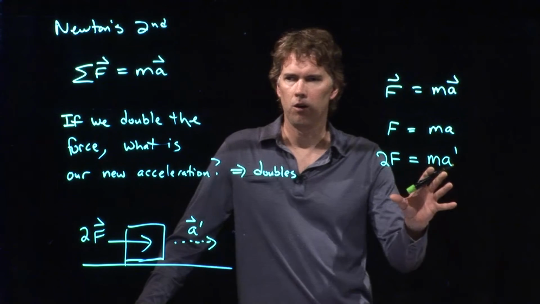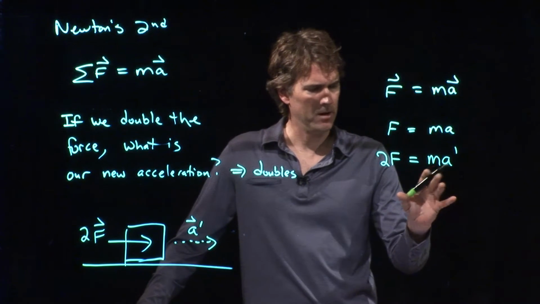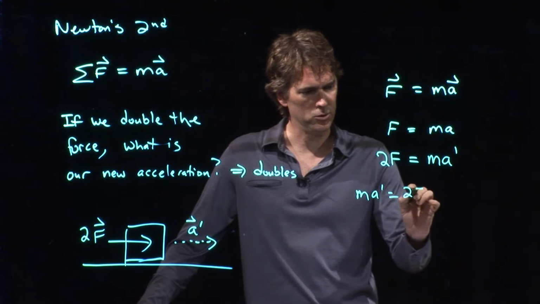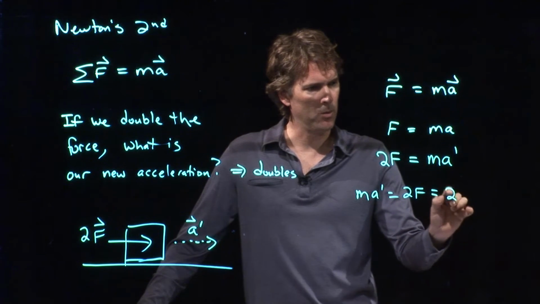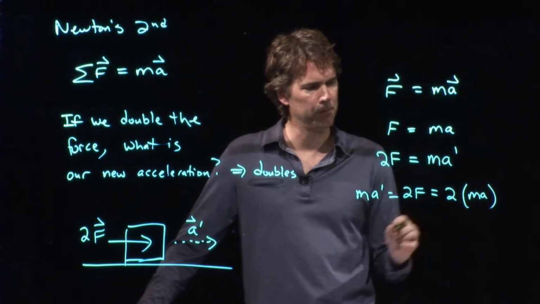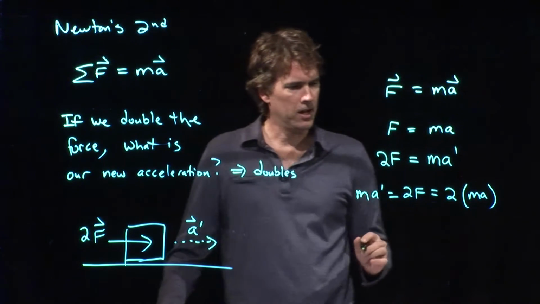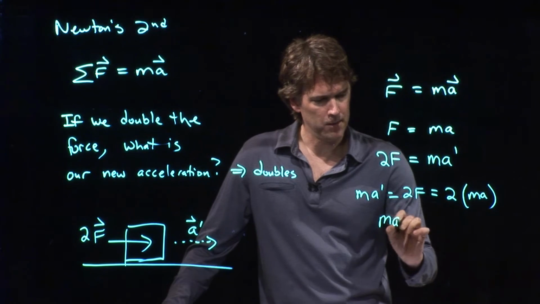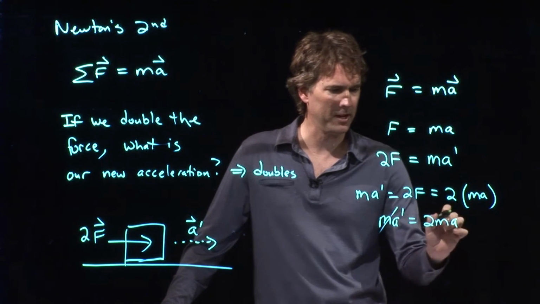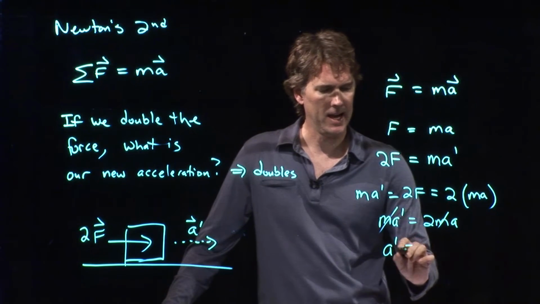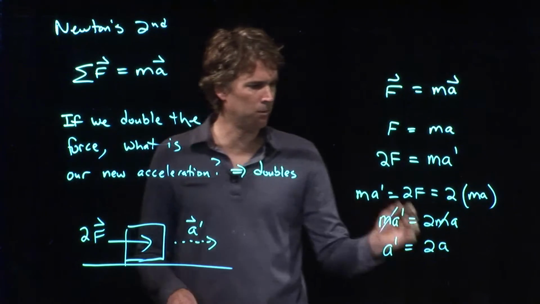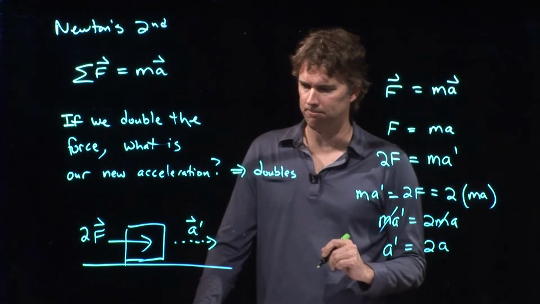And now I want to solve this thing for A prime. I have m A prime equals 2F, but I know what F is from my earlier equation. That's just m times A. And now I have one equation, m A prime equals 2mA. I can divide both sides by m, and I get A prime is equal to 2A. Absolutely, it doubles. All right, good.